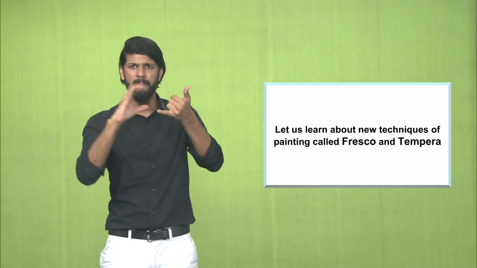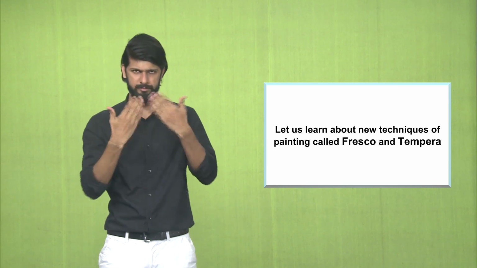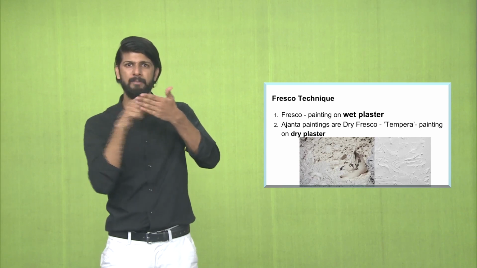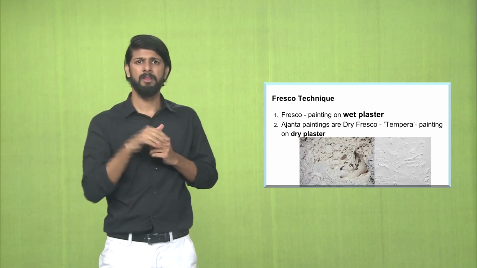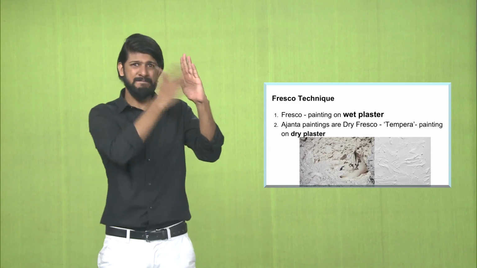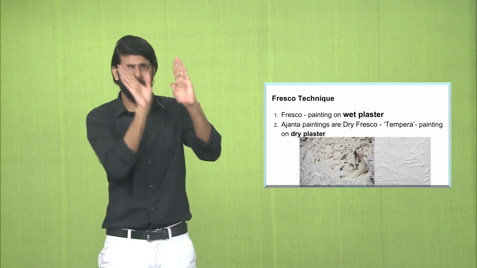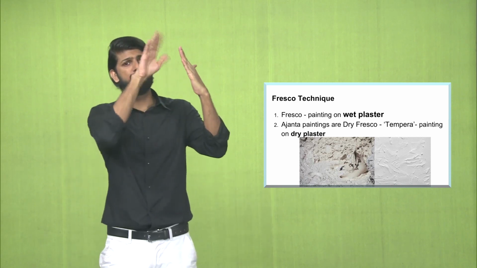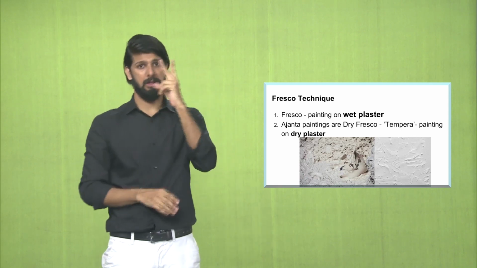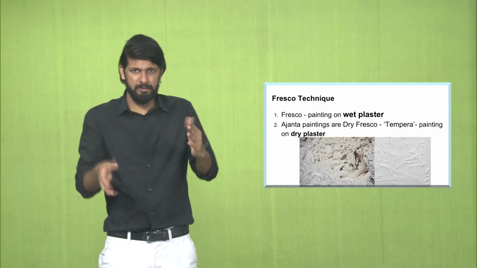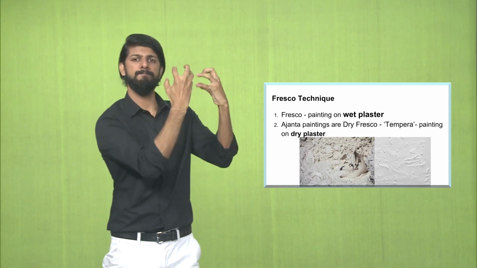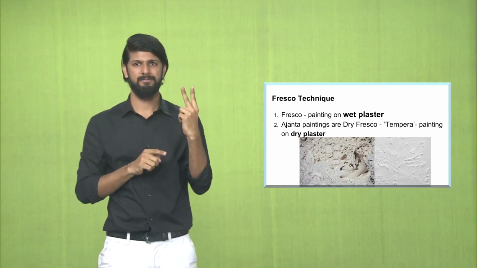Let us now learn about the new techniques of painting called fresco and tempera. The fresco technique is basically painting on wet plaster. So, the coat of lime is used on the surface and the painting starts on the wet plaster itself. Whereas, dry fresco is when the plaster is dry and totally ready, then they paint.